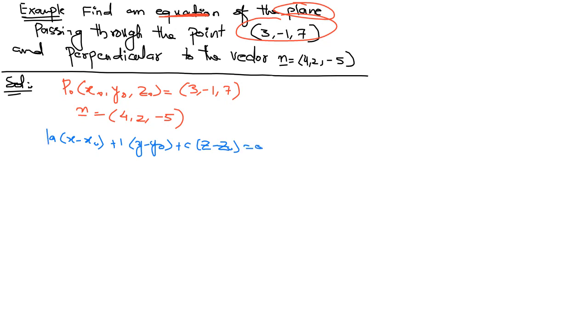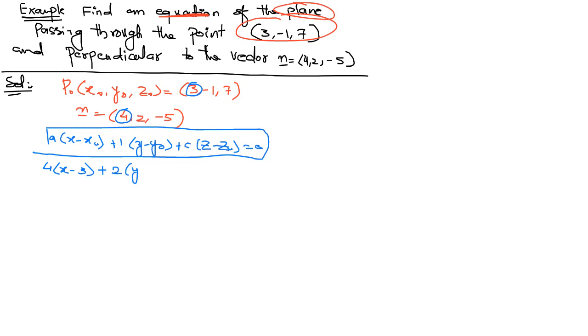Now substitute the values here. What is x naught? x naught is 3. What is a? a is 4. So 4 into (x minus 3) plus, what is b? 2, times (y minus y naught), which is y minus (-1), plus c is -5 times (z minus z naught), which is z minus 7, equal to 0.